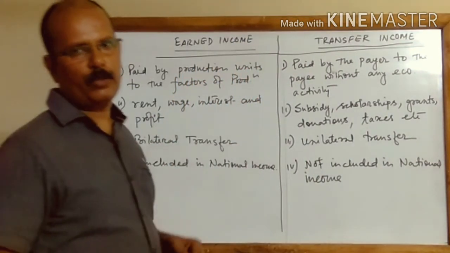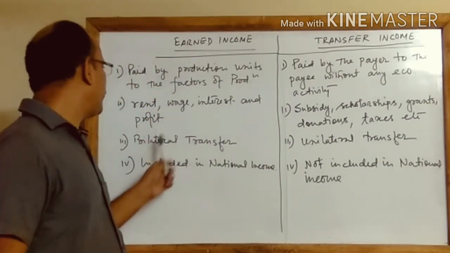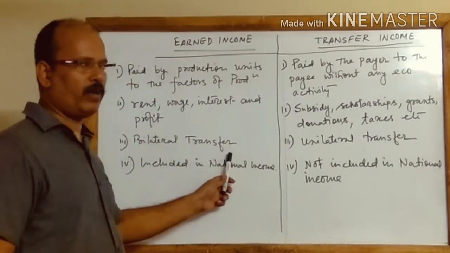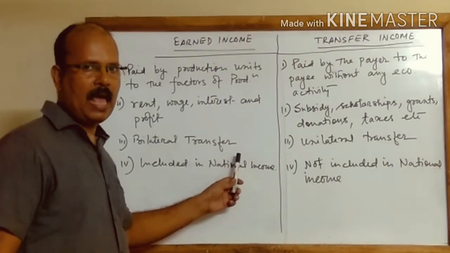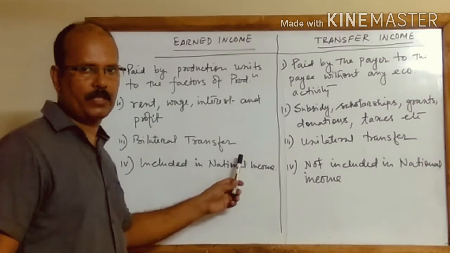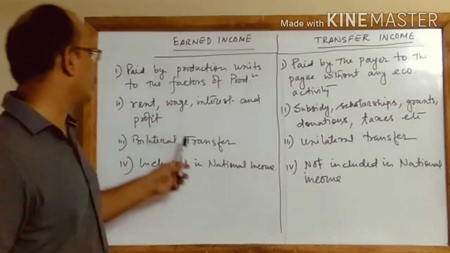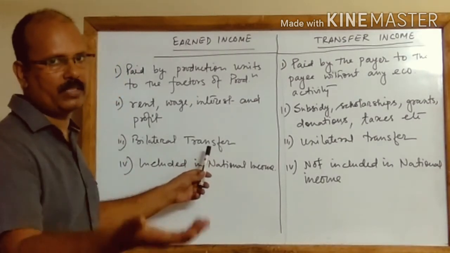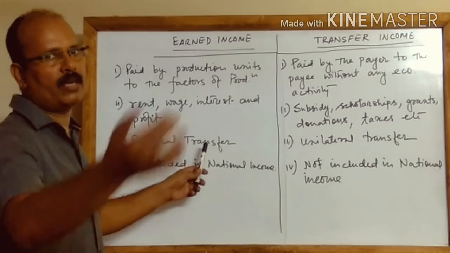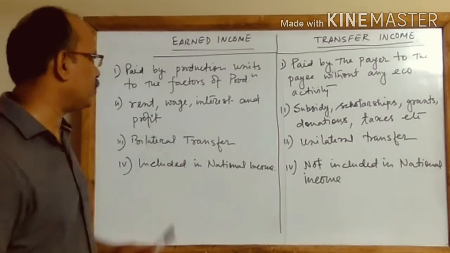The next difference between these two is that earned income is bilateral transfer. That is, a give and take system is there. Bilateral transfer. That is, household is giving factor services to the firms. In return, they are getting factor income, which is called earned income. So this is bilateral transfer. Factor services are giving something, and in return, the firms are making payment to them. So this is a two-way transaction.